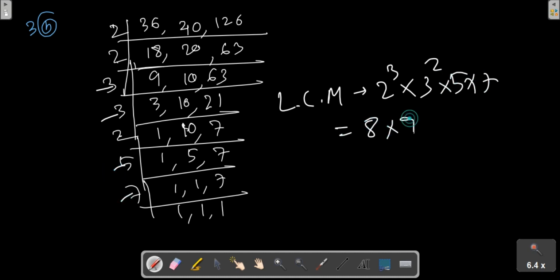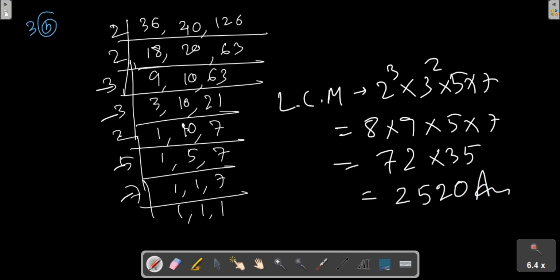So here 2 cube is 8, 3 square is 9, 5 and 7. So 8 9s are 72, and here it's 35, and if you do the product of these two, you will get 2520. So this would be your answer. Everyone can check the full board right now. If there is any kind of problem, you can ask me in the comment section.